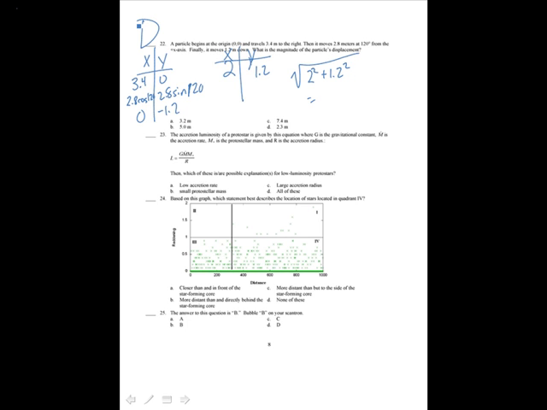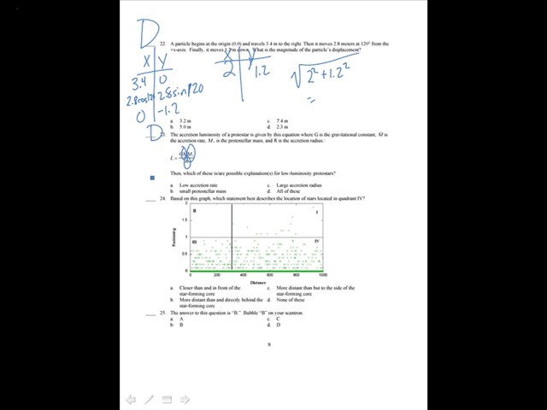The accretion luminosity of a protostar is given by this equation, where those things are as they are. Which of these is a possible explanation for low luminosity protostars? If the accretion rate is low, that gives you a low L. If the protostellar mass is low, that gives you a low luminosity. And if the accretion radius is big, that gives you a low luminosity, so the answer is D.